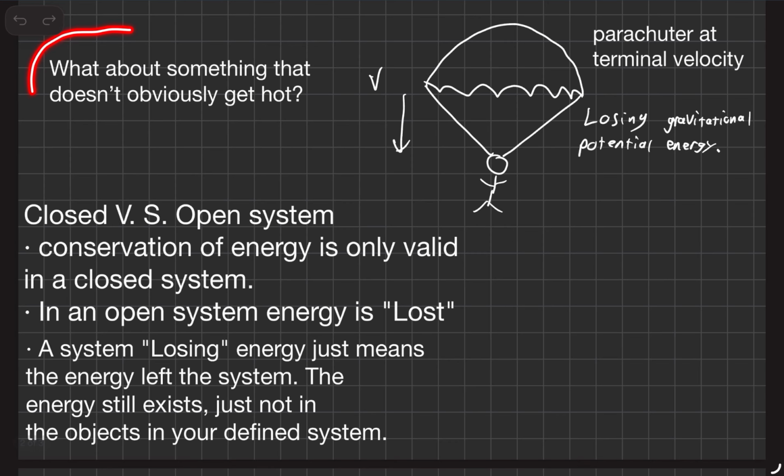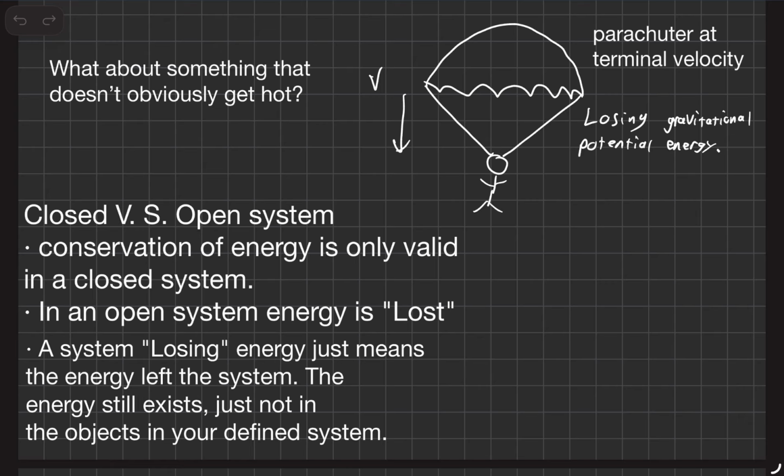Okay, so it's kind of obvious when something gets hot. But what about if something does not get hot? For example, if we had a parachuter, the parachute and the person reaches terminal velocity. They're losing gravitational potential energy, and that energy doesn't seem to be going anywhere else because at terminal velocity, they're not going any faster. The velocity is constant. So they're not gaining kinetic energy, but they are definitely losing gravitational potential energy. So where is that energy going?